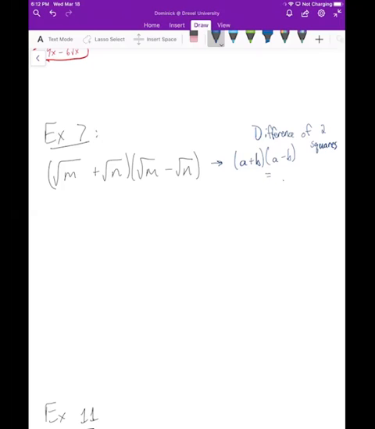So what does this come out to be? This is, of course, a squared minus b squared, right? So I'll show it both ways. But the idea here is that if you were to FOIL this, square root of m times square root of m is square root of m squared. And then we get a minus square root of m times n. And then we get a plus a square root of n times m. And then we get a minus square root of n squared.